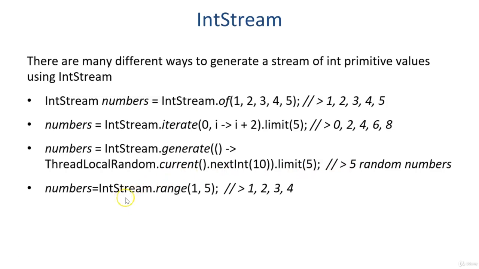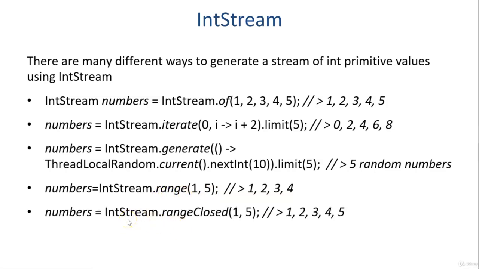We can generate an IntStream using the range method. Here I am providing the values of the arguments from 1 to 5. IntStream range excludes the second operand, so it will generate an IntStream of 1, 2, 3, 4. So this is exclusive. The second operand is exclusive in the range method.